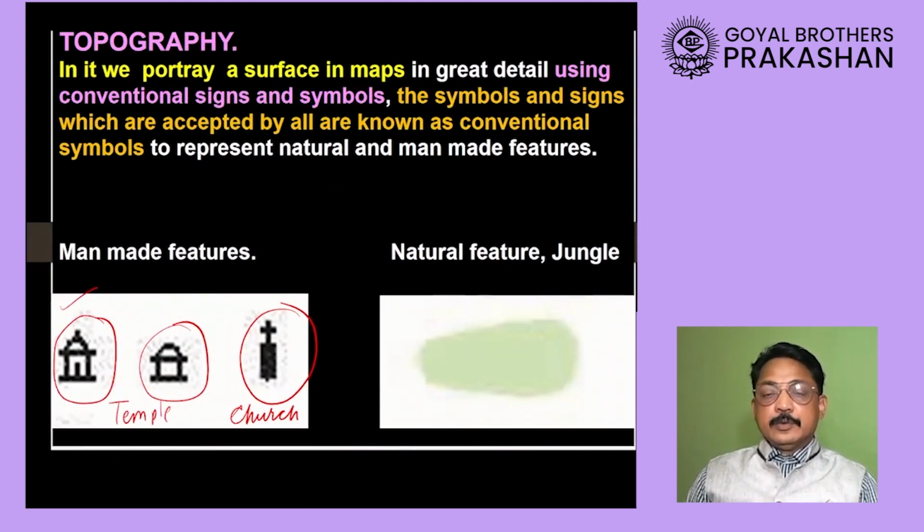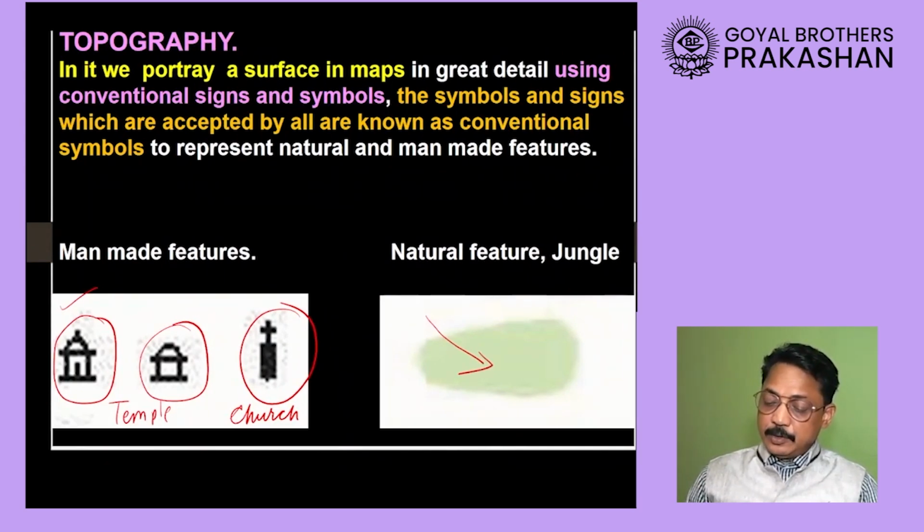Now, so you are using a symbol to show a chhatri, a symbol to show a church, and that way we show many other symbols, also using conventional signs. Conventional means universally accepted signs and symbols and colors.